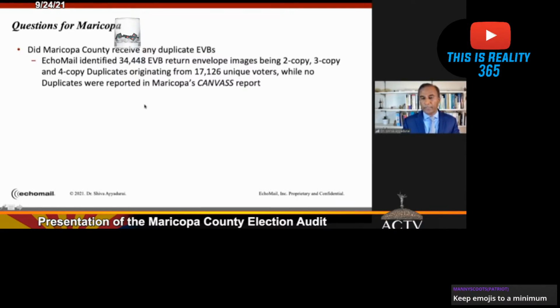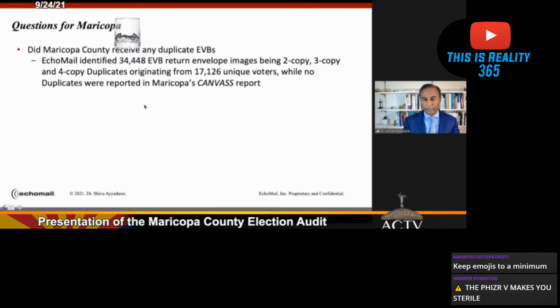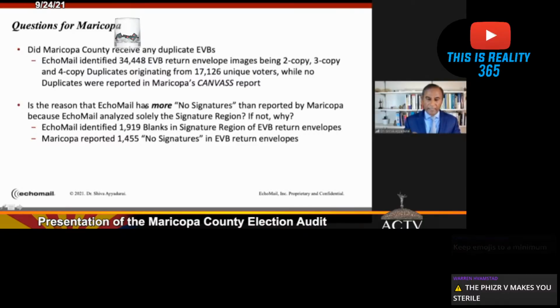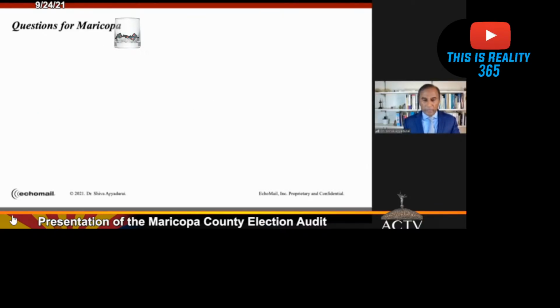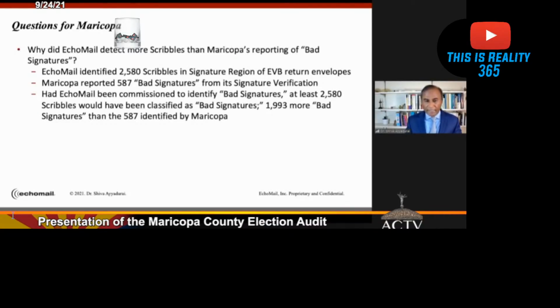The word duplicate does not show up as a keyword in their report, but it would be interesting to know if duplicates exist. The second one, is there a reason that Echomal has no signatures than reported by Maricopa? Is it because we solely analyze only the signature region? And if not, why? The next question is, why did Echomal detect more scribbles in Maricopa's reporting of bad signatures?